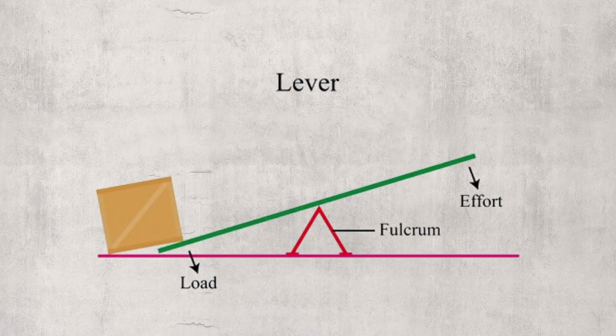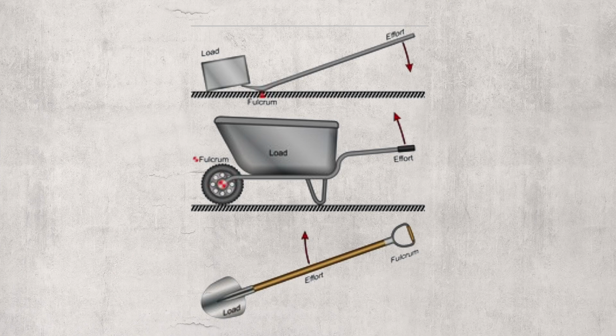A simple lever could be a solid beam laid across a fulcrum as shown on the screen. As effort is applied to rotate one end about the fulcrum, the opposite end is also rotated about the fulcrum in the same direction. This has the effect of rotating or lifting the load. Some everyday examples of levers, such as the crowbar, wheelbarrow, and spade, are shown on the screen.